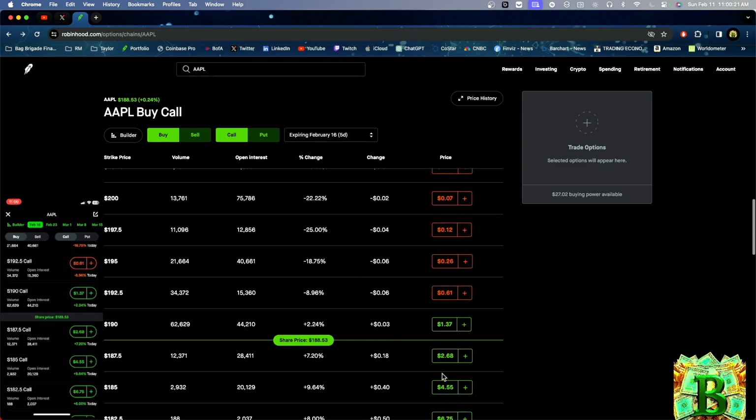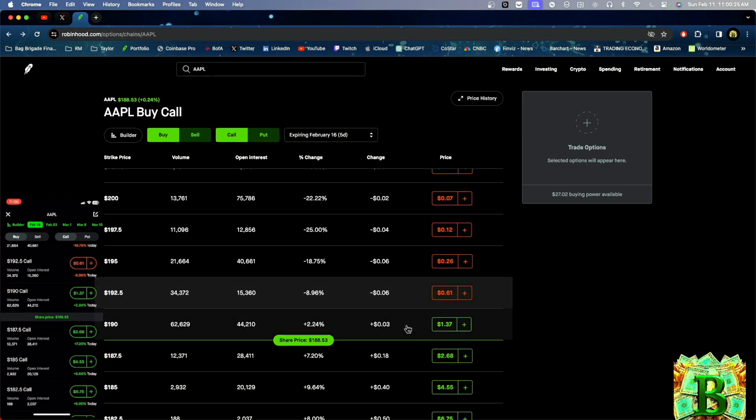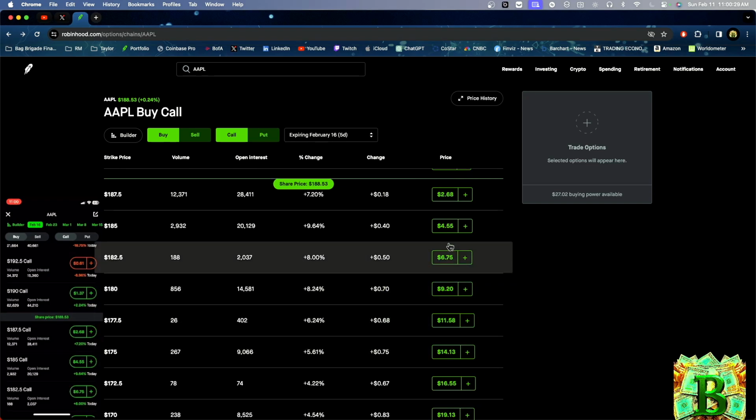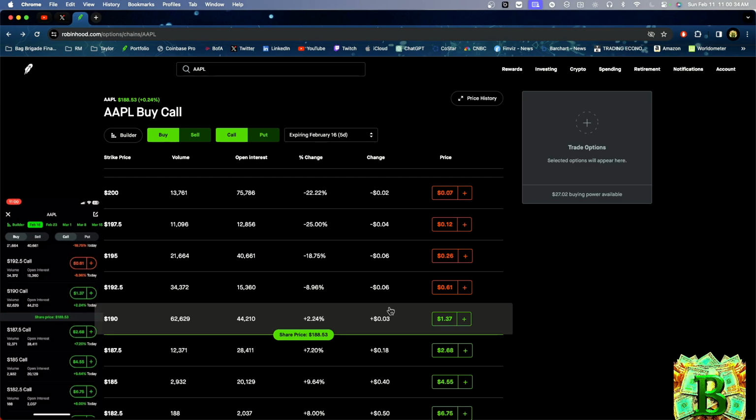So that's the whole point. You can buy for $137. If Apple goes up to 195, that contract could potentially be worth $500 a contract. It really just depends. There's a lot of factors when playing with options.